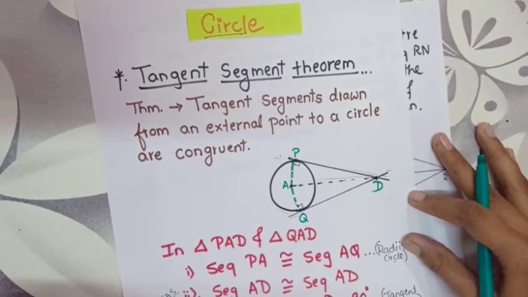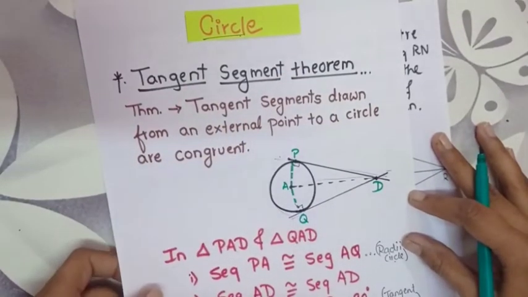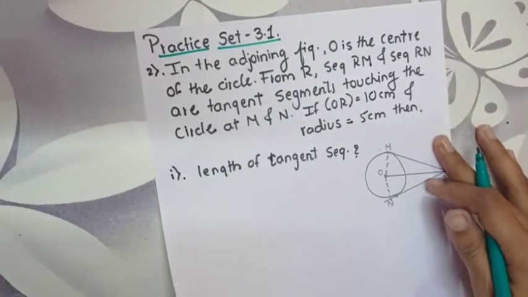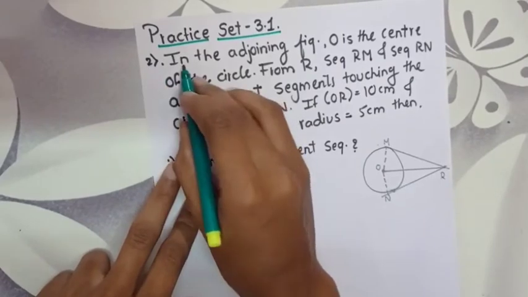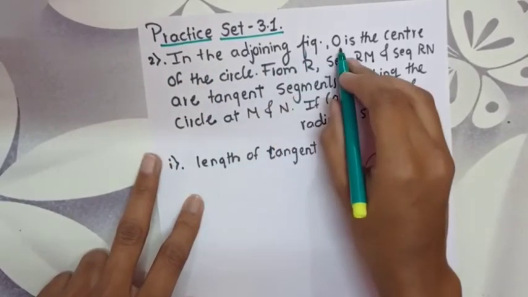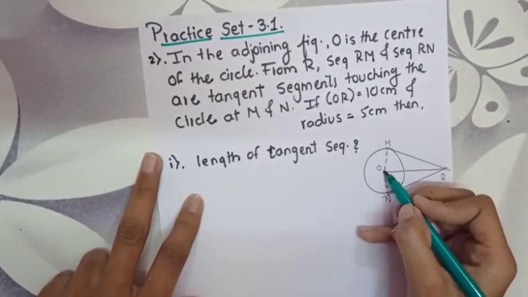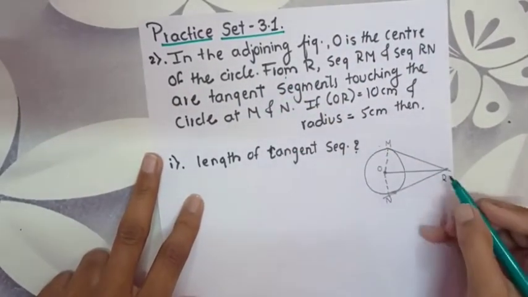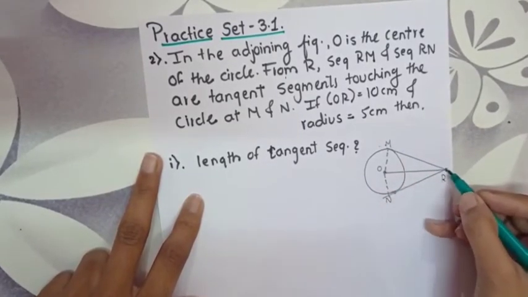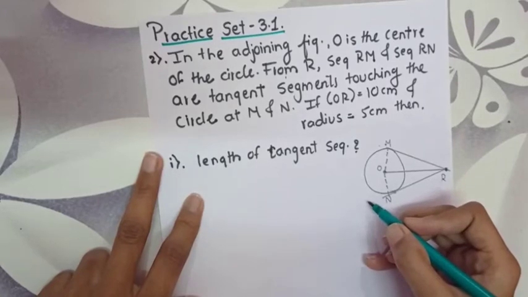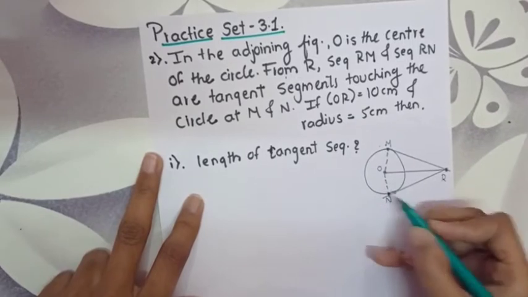Now, to explain how we have to apply this tangent segment theorem, I have taken one example from practice set 3.1. The second question is: in the adjoining figure, O is the center of the circle. From point R, segment RM and segment RN are tangent segments touching the circle at points M and N.